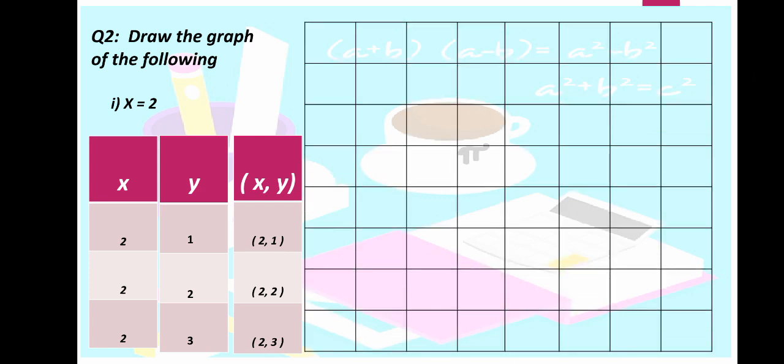Now for the graph, first of all you have to draw a horizontal line that will show the x-axis and a vertical line that will show the y-axis. Where these two mutually perpendicular lines intersect each other, that is called your origin, and origin always has the value of x as 0 and y also 0. So on the origin place the value of x and y as 0.